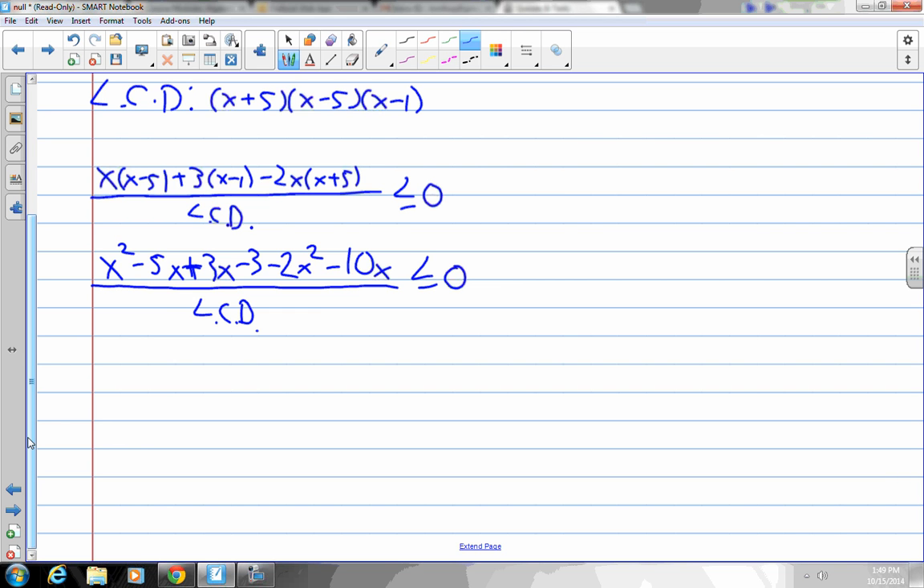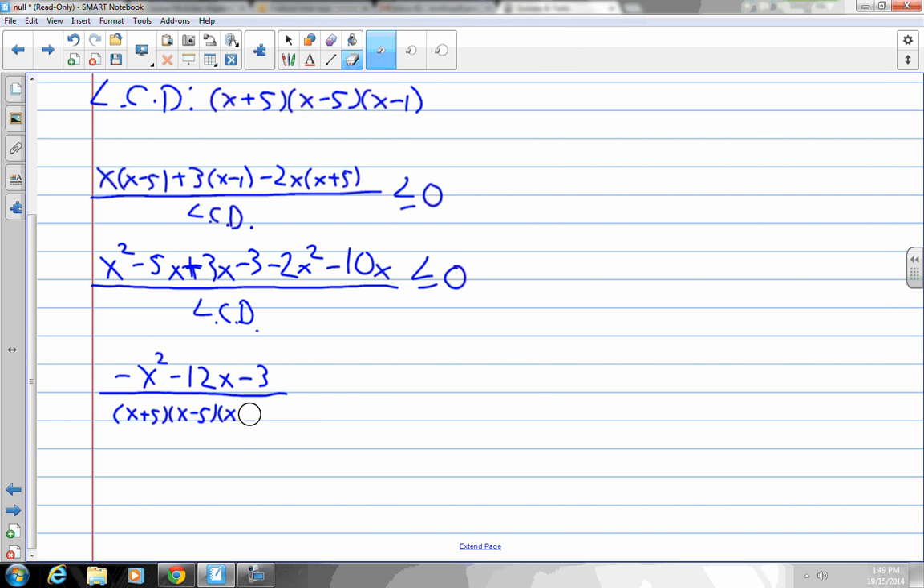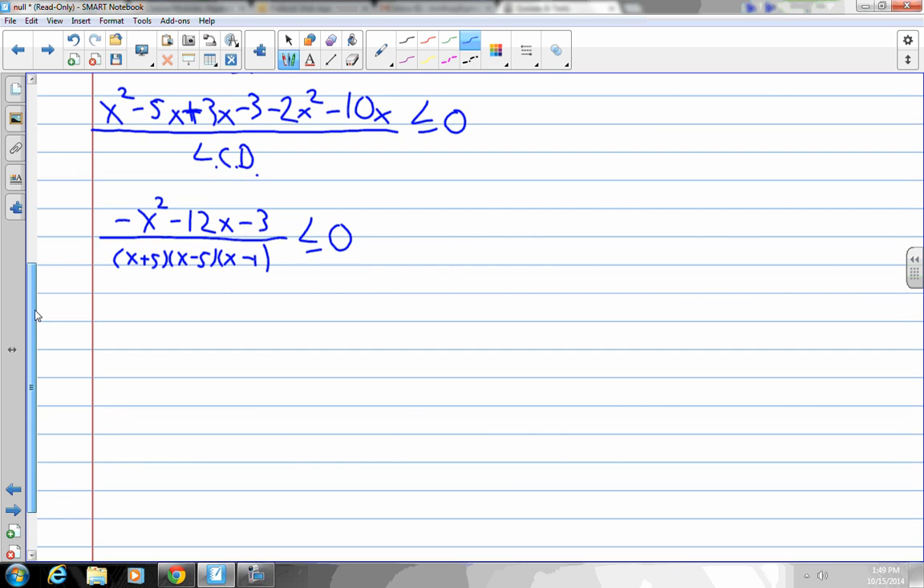Combine like terms. X squared minus 2x squared is negative x squared. Negative 5x plus 3x minus 10x is what? Minus 12x, and then a lonely negative 3. Right?